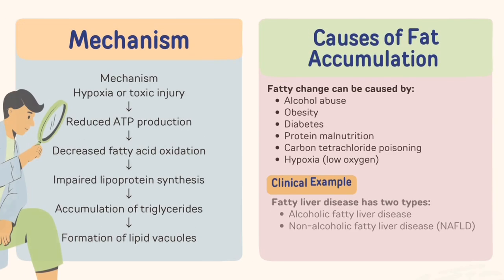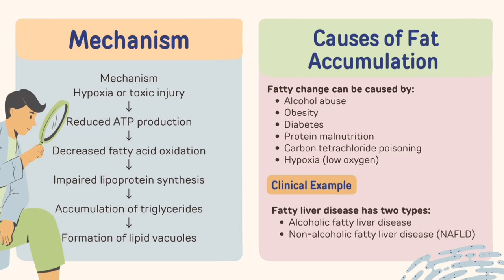The mechanism is simple. When cells do not get enough oxygen or are damaged by toxins, they make less ATP. As a result, fat cannot be broken down normally. So, triglyceride builds up inside the cell and forms fat blockage.